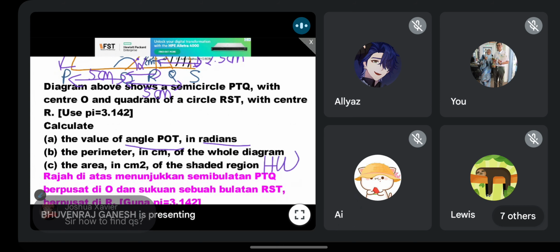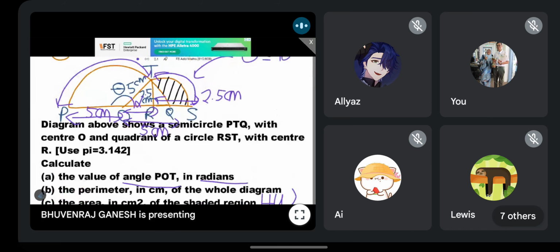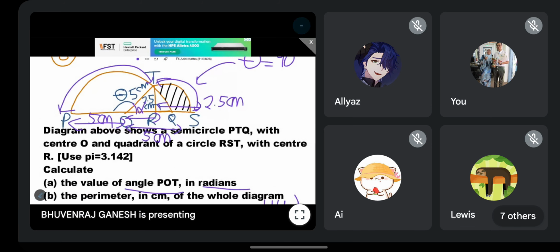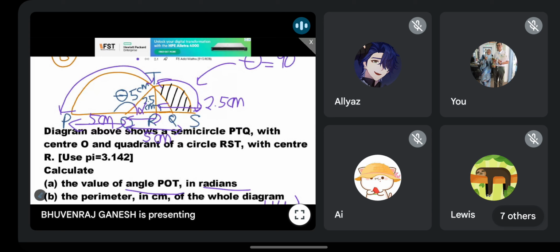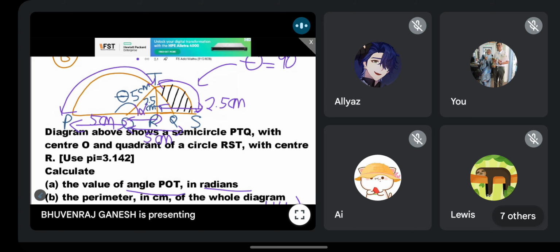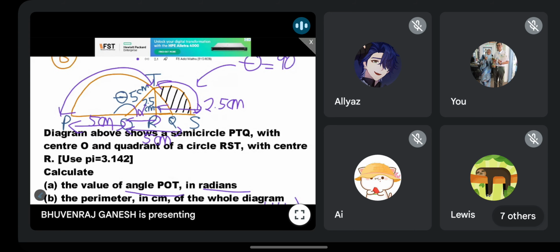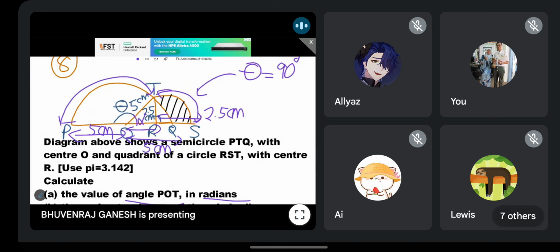Just bahagian C. How to find QS? QS, you can take, wait, let me see, QS. QS cannot find. Tak boleh cari QS. You can only get RS. RS 2.5 because we don't know the ratio.